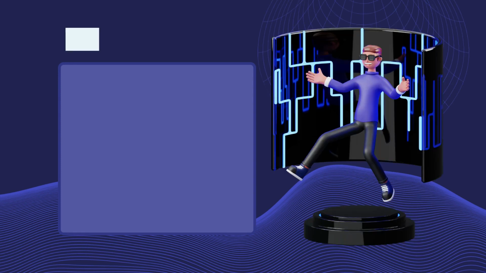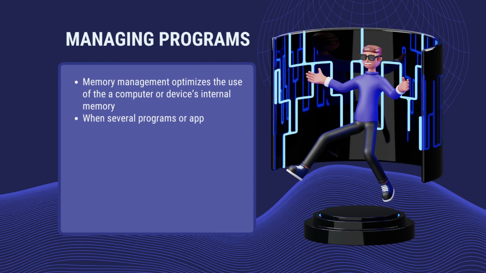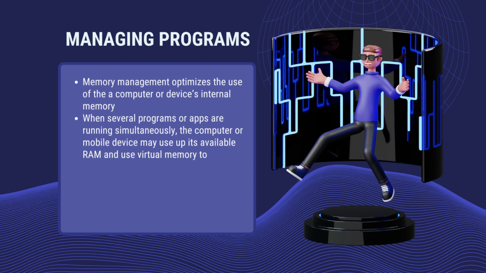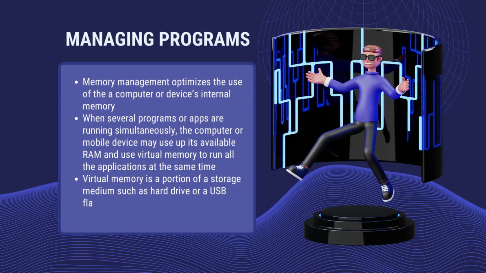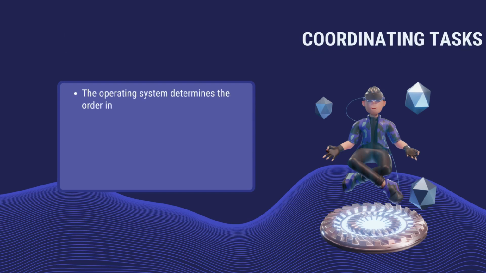Memory management optimizes the use of the computer or device's internal memory. When several programs or apps are running simultaneously, the computer or mobile device may use up its available RAM and use virtual memory to run all the applications at the same time. Virtual memory is a portion of a storage medium such as a hard drive or a USB flash drive, functioning as additional RAM. Coordinating tasks. The operating system determines the order in which tasks are processed.